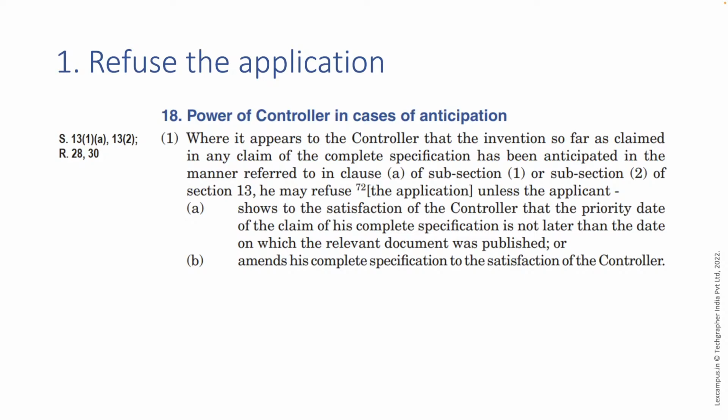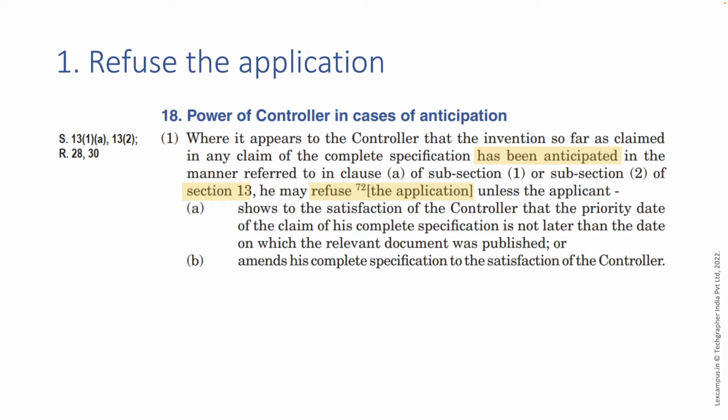Now here, when it appears to the controller that the invention in a complete specification has been anticipated. Now this anticipation comes under subsection 1 and 2 of section 13. We have already covered subsection 1 and 2 of section 13, you can go back to those lessons. If there is anticipation under the ambit of section 13, the controller has the power to refuse the application. Now this is already covered.